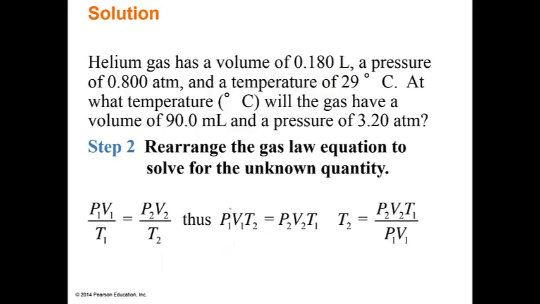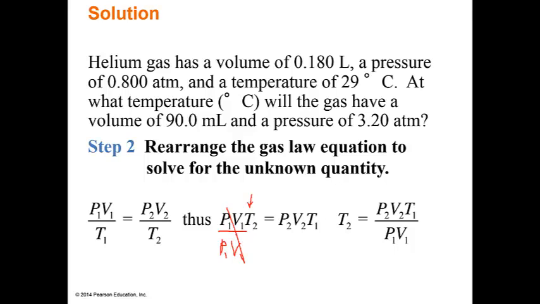So we're looking for T2. So we know that P1, V1 over T1 equals P2, V2 over T2. So they stand it up so it's all multiplication. So if we look at this and we're looking for T2 right here, all we have to do to get T2 alone is divide by P1, V1, okay?